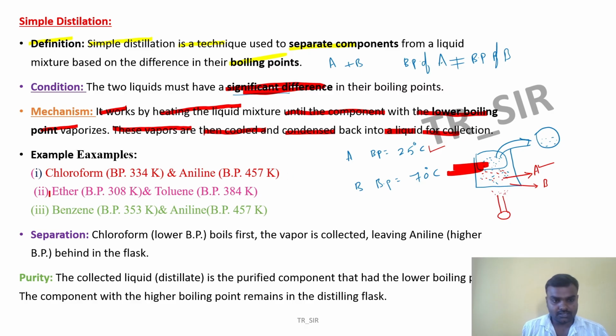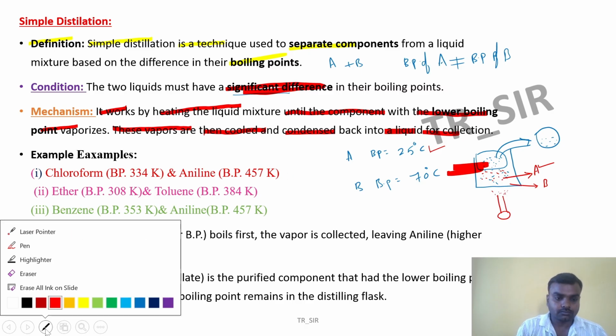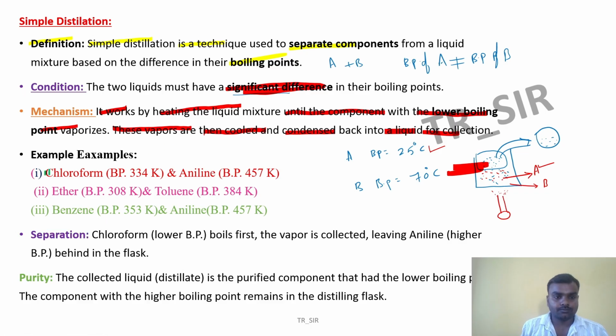Now, examples. Chloroform has a boiling point of 334 Kelvin and aniline has 357, so this mixture can also be separated by simple distillation. Now ether and toluene: ether has 308 Kelvin, whereas toluene has 384. In each case there is a significant difference in boiling points. We can also see the purification of benzene with aniline. Benzene has a boiling point of 353 and aniline has 457.